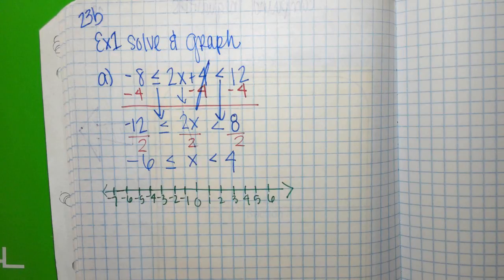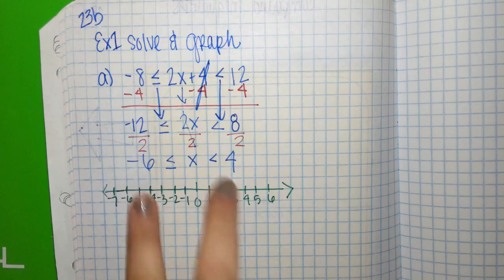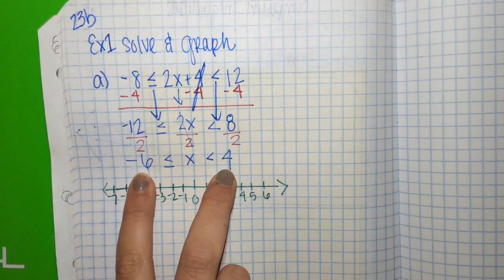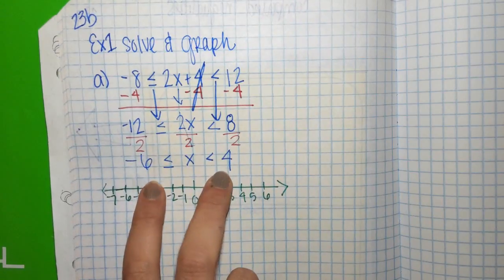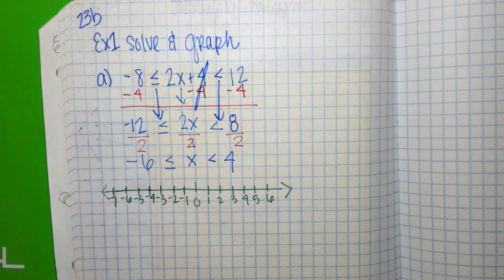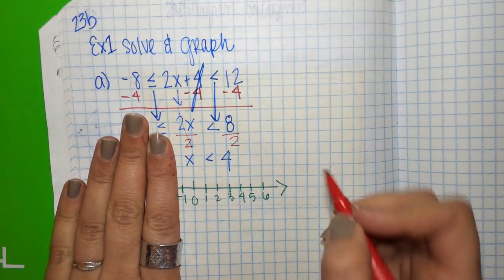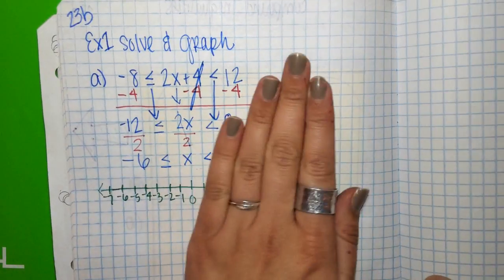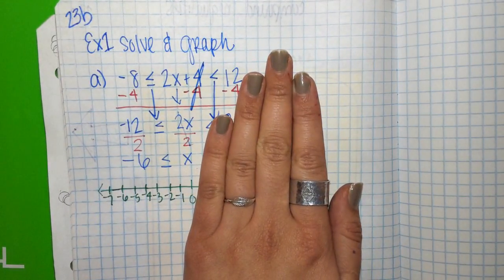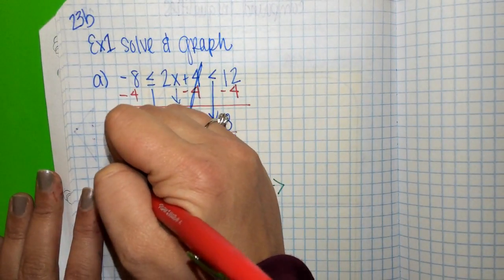All right, how many circles are we going to have? 2, because we have how many answers? We have 2 answers. So where are we going to put our circles? Negative 6 and 4. What kind of circle are we going to put on 4? Open. An open circle. What kind of circle are we going to put on negative 6? Closed.